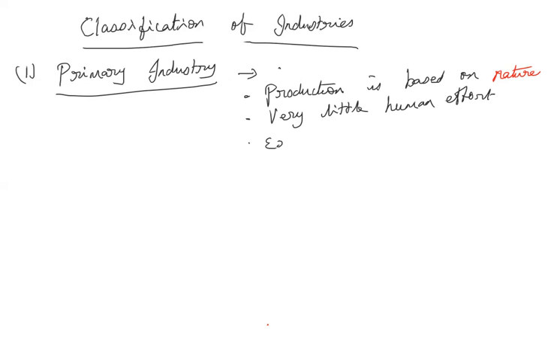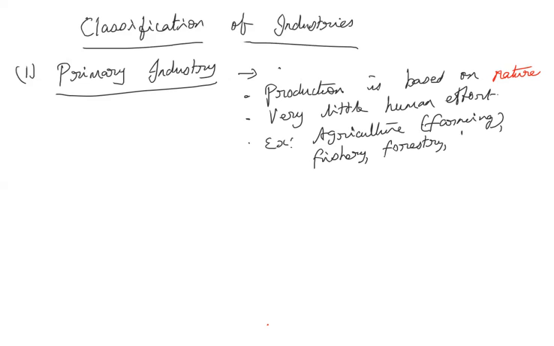For example, agriculture. I mean, agriculture in the sense of farming, fishery, forestry, horticulture; they all come under this category. So these are all mostly depending on nature, isn't it? It is nothing man-made here. With that, we are making a business out of it. So that is a primary industry.